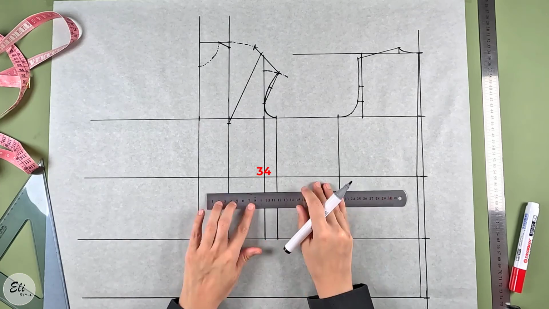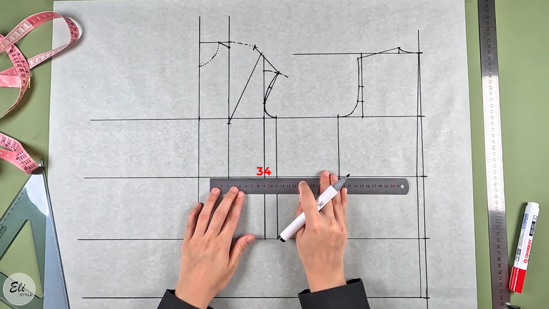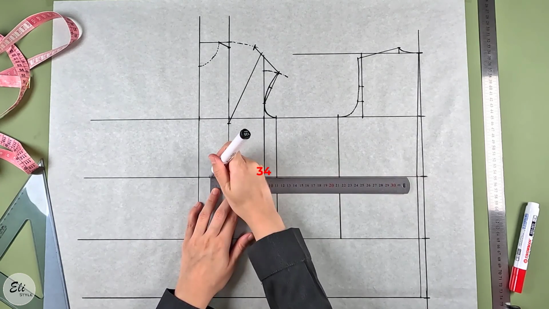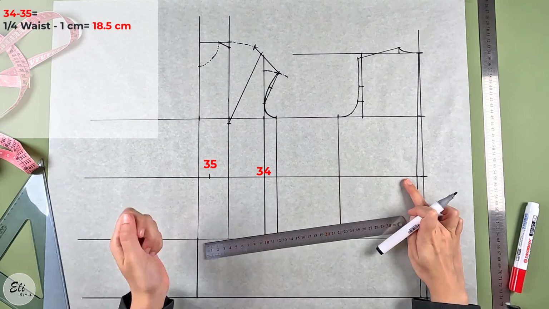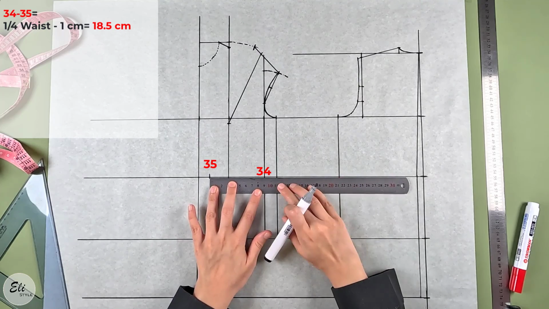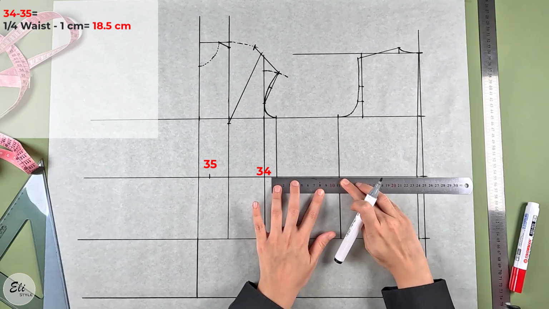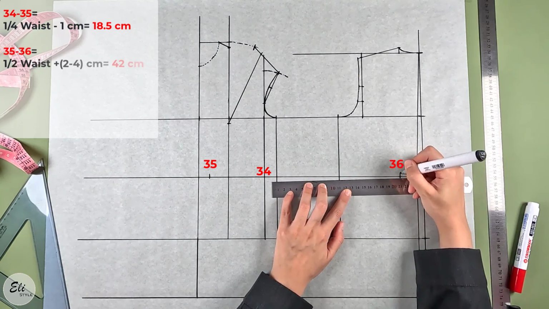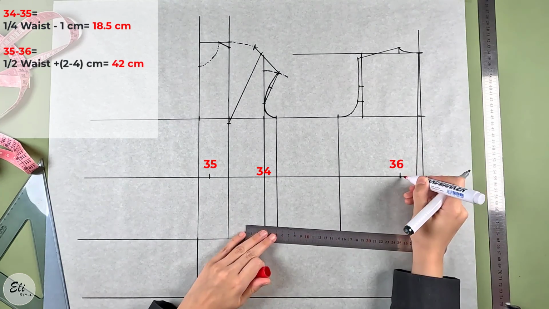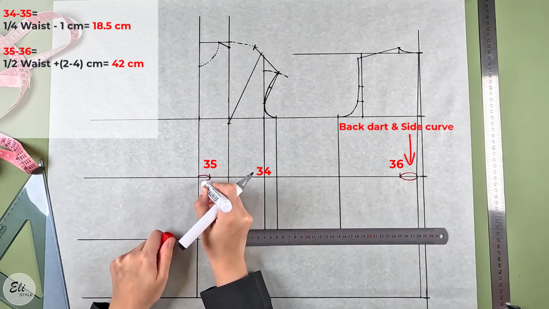Measure 1/4 of the waist circumference minus 1 cm from point 34. The extra amount obtained is the dart amount for the front bodice. Mark half the waist circumference plus 2 to 4 cm from point 35. This extra amount in the back is for the darts and the side seam curve.